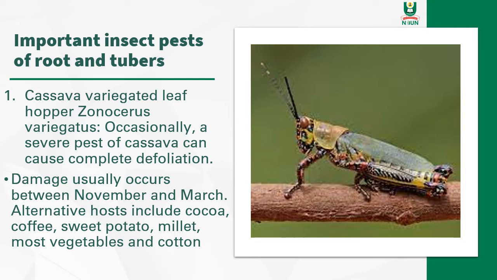That is during the dry season here in Nigeria, because that is when this swarm of locusts normally come in. And when they don't see cassava, they have alternative foods, which include cocoa, coffee, sweet potato, millet, and most vegetables and cotton. So they go for the green part, and then they cause complete deformation of these crops.